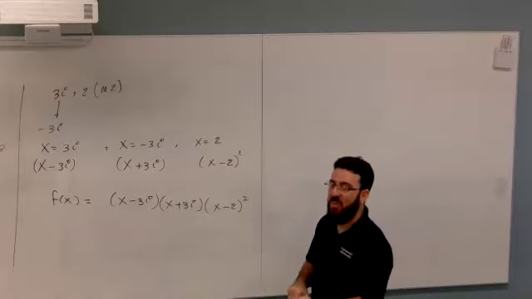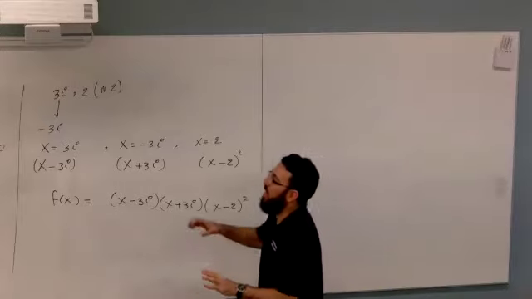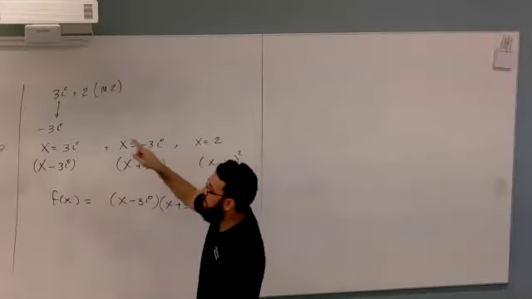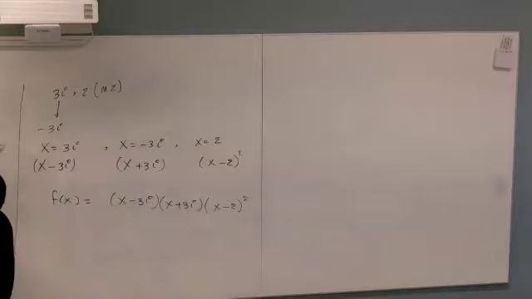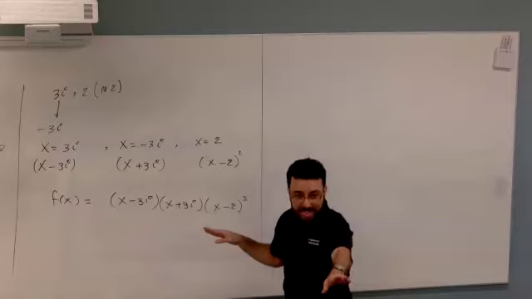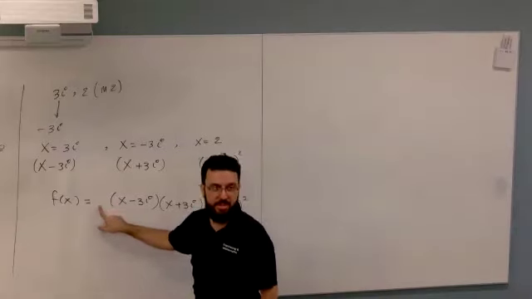Equal them to 0. No. What are we missing? This is how many parentheses? 3. How many parentheses? What am I missing here? The 2, right? There is no number here. So which number am I going to put here?